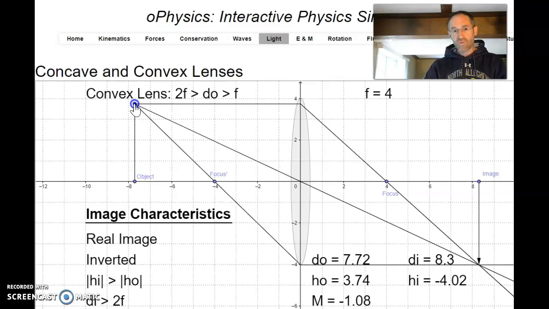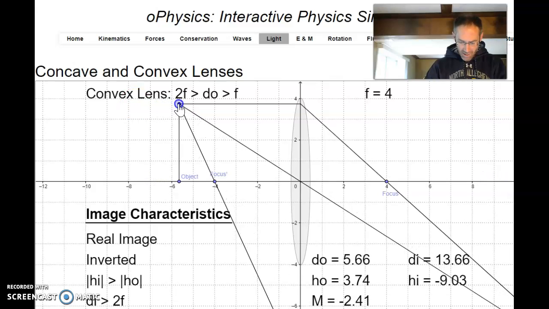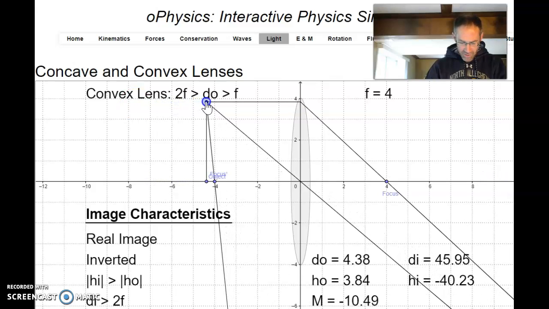Now, it stays greater than 1 the whole rest of the way in here, but the thing about it is you get really a gigantic image. As that object gets really close to the focal point, you're getting a really huge magnification.